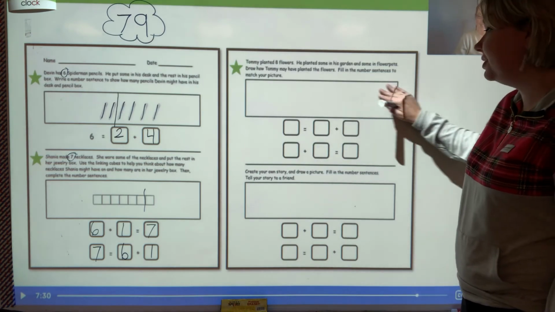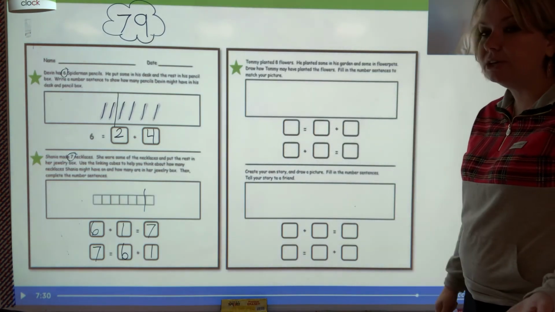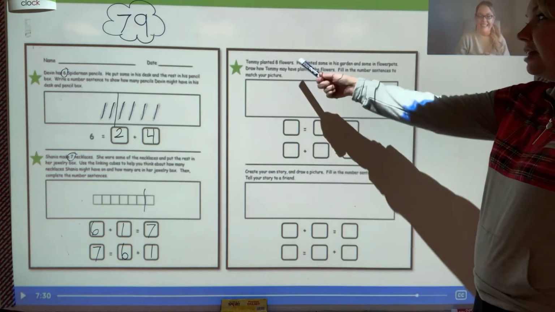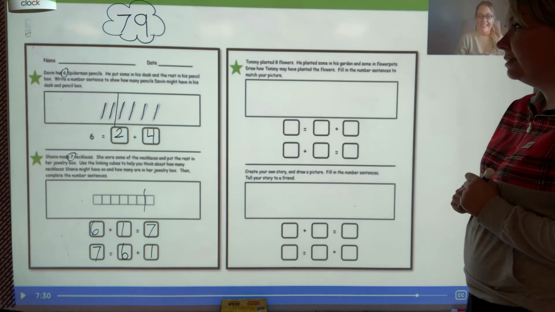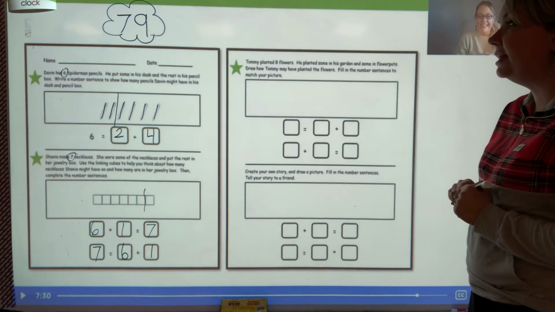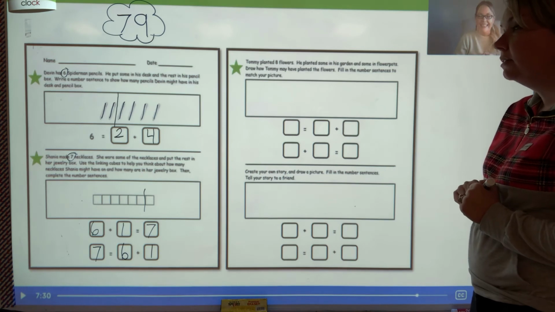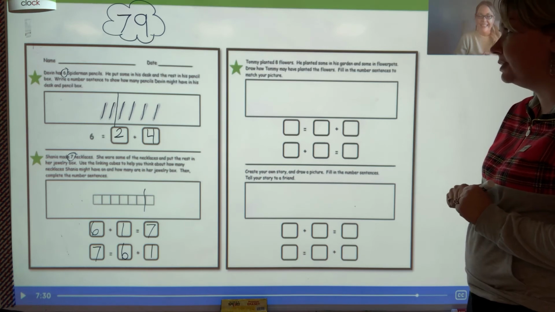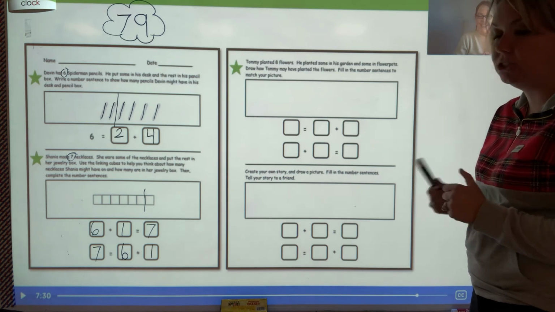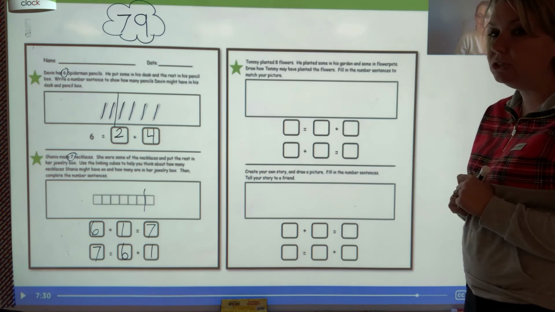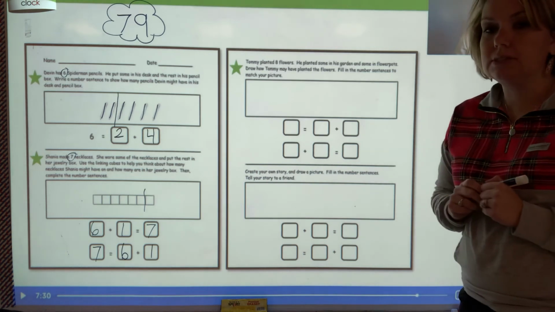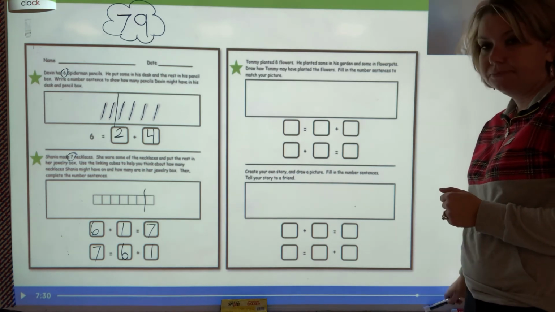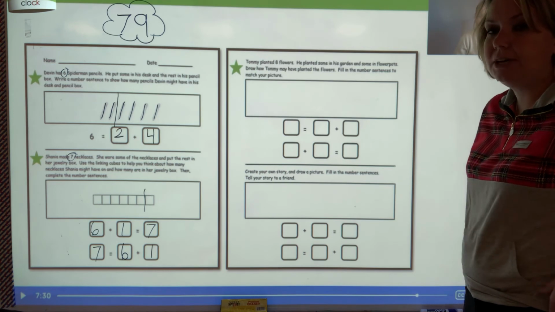This time, there is no drawing. You're going to have to do this completely on your own. Tommy planted 8 flowers. He planted some in his garden and some in his flower pots. Draw how Tommy may have planted his flowers. Fill in the number sentences to match your picture. Now, don't get too detailed. Remember, you can use shapes to represent the flowers. Go ahead and do it on your own.